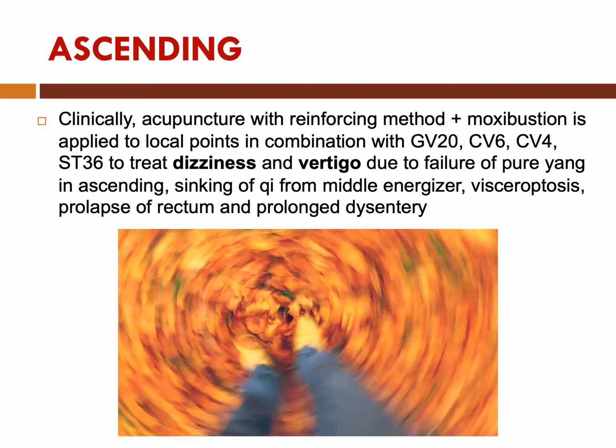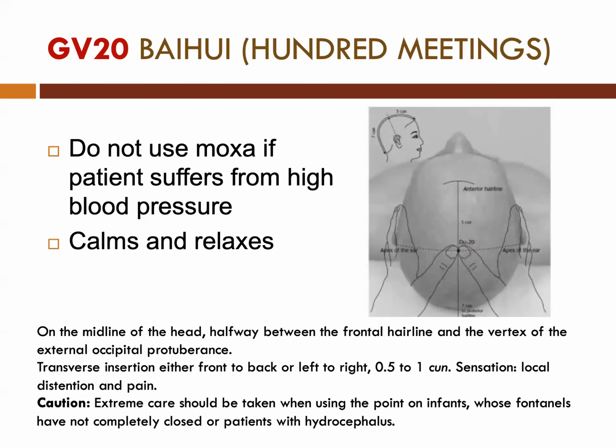Clinically, acupuncture with reinforcing method plus moxibustion is applied to local points in combination with GV20, CV6, CV4, and stomach 36 to treat dizziness and vertigo due to failure of pure yang in ascending, sinking of qi in the middle energizer, visceroptosis, prolapse of rectum, and prolonged dysentery. So now let's discuss the points used in ascending.